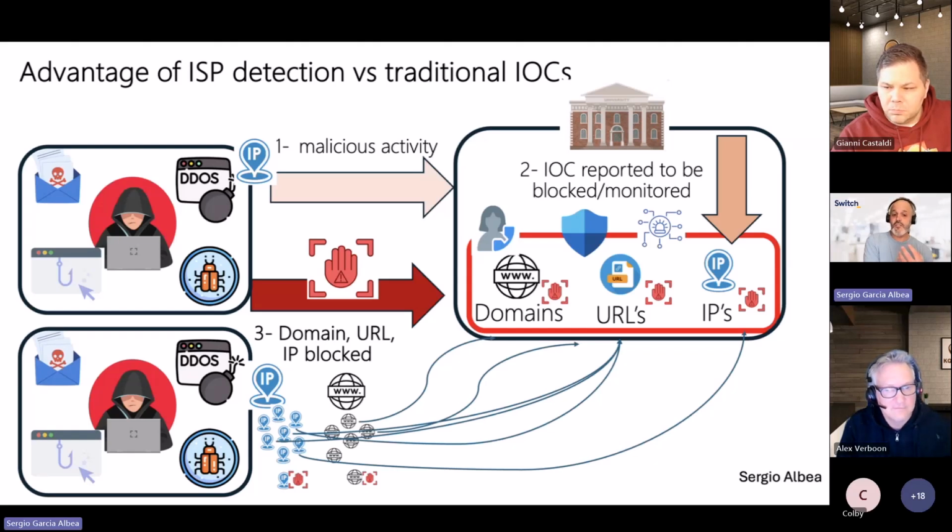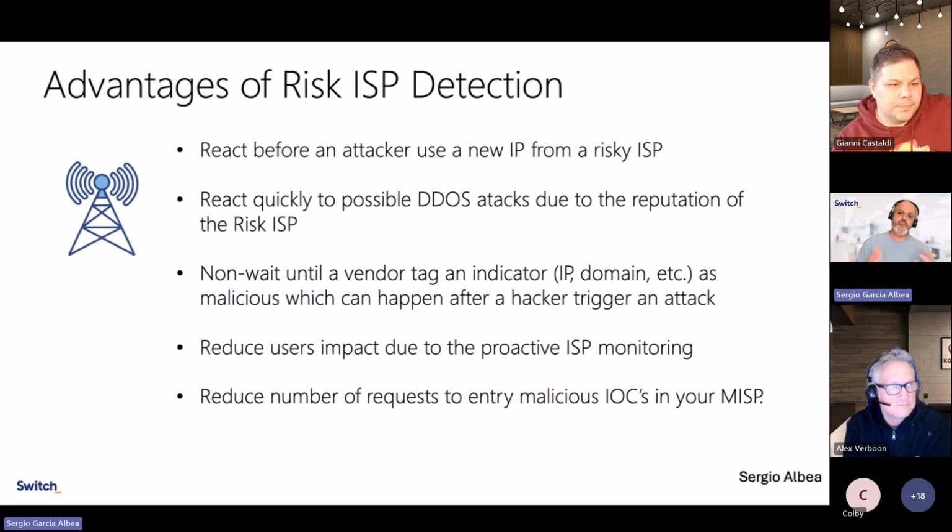So imagine that you are able to detect the ISP. What does it mean? That you can totally group all these IPs and all these domains that are coming from it. It's a totally different approach that brings different benefits. For example, react before an attacker uses a new IP from a risky ISP. You have identified an ISP that is just triggering sign-in attempts, and all of them are failures. Okay, so if I have a success, I will trigger another alert, or even not allow it.